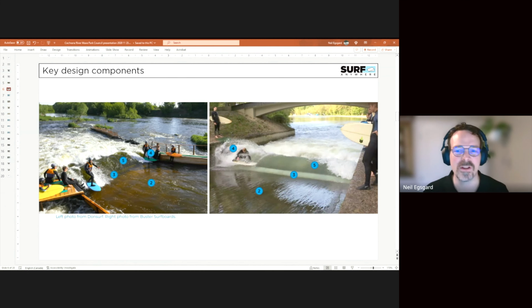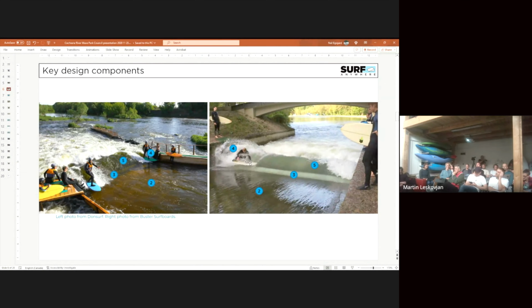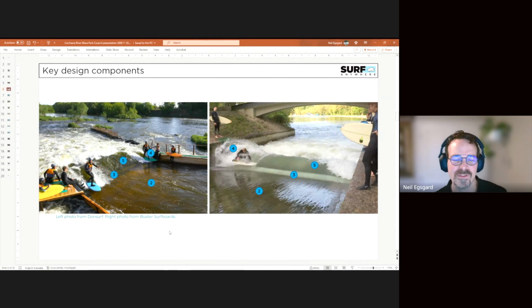So the one on the left is from Dawn Surf. This is in Russia, and the one on the right is from Munich, Flosslande. So same sort of idea. They all have those same pieces: smooth channels, ramp. They have a transition. They've got walls on the side, deep drop. All the standard components for making a wave.